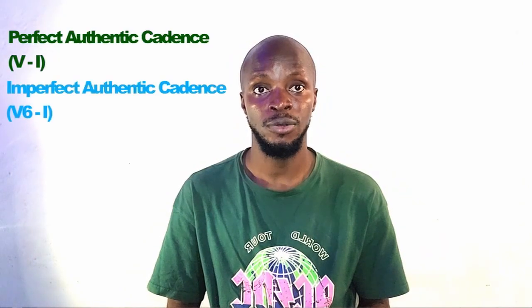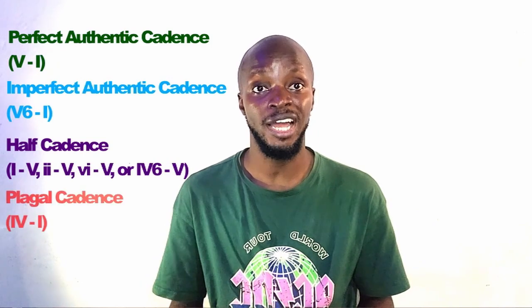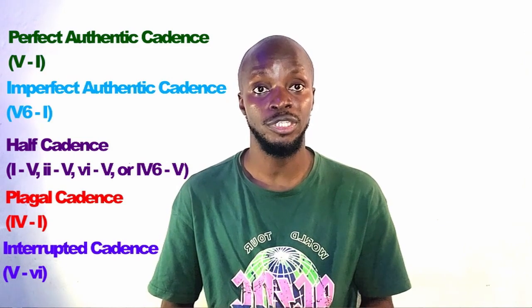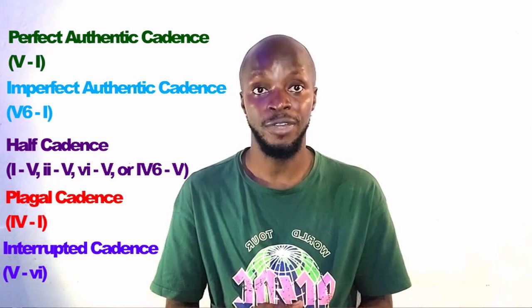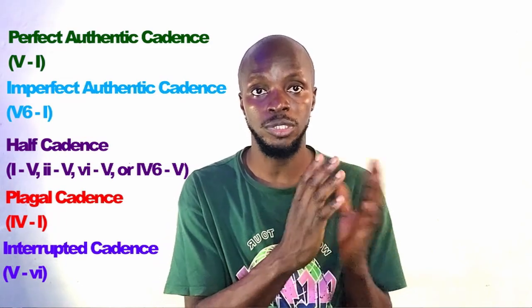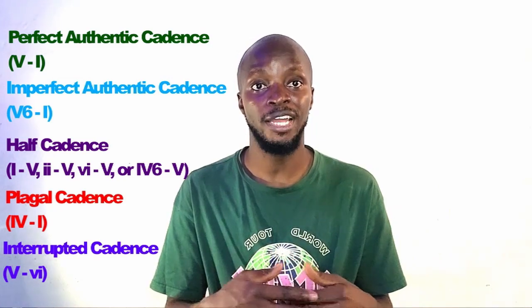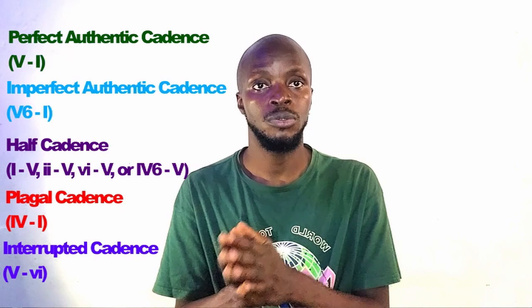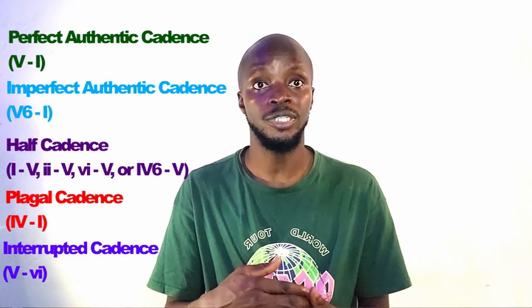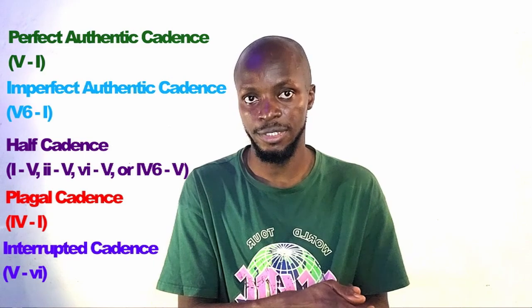Okay, so far so good. We've talked about the four popular kinds of cadence. We've talked about the perfect authentic cadence, the imperfect authentic cadence. We've talked about half cadence. We've talked about the plagal cadence, and we've talked about interrupted cadence. The authentic cadence progresses from 5 to 1. Half cadence progresses from 1 to 5, or 2 to 5, or 6 back to 5, right? The plagal cadence progresses from 4 to 1. And the interrupted cadence, or the deceptive cadence, progresses from 5 to 6.